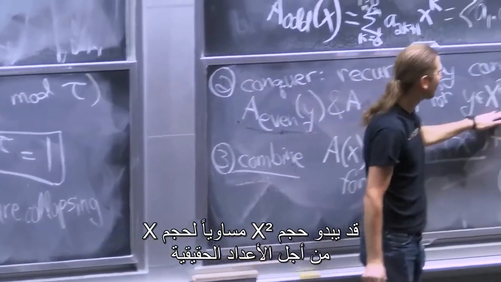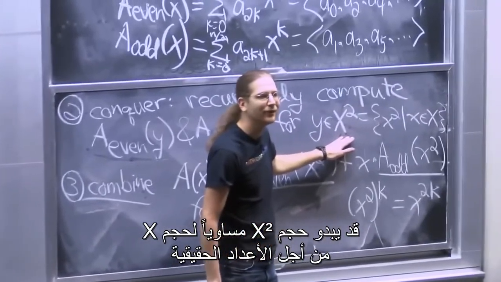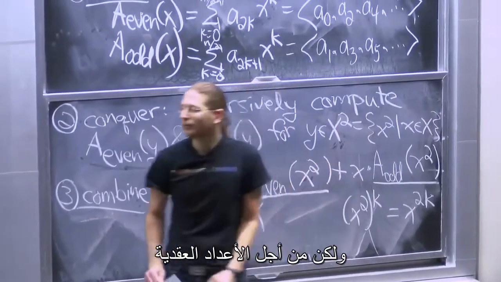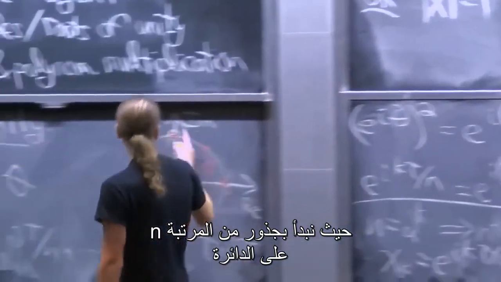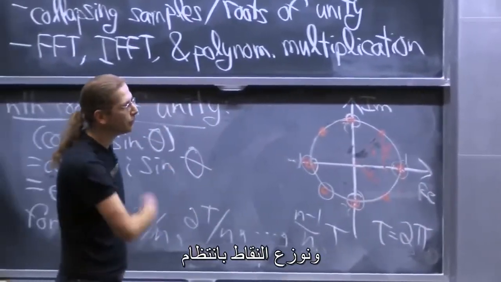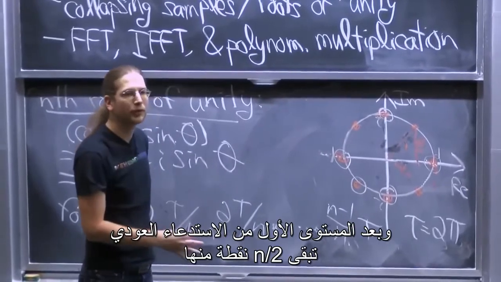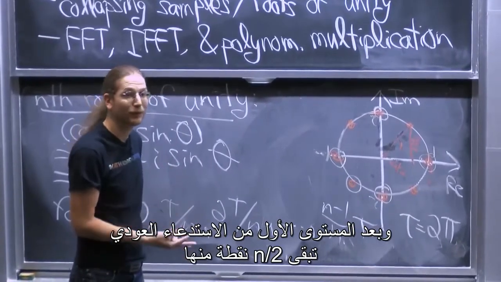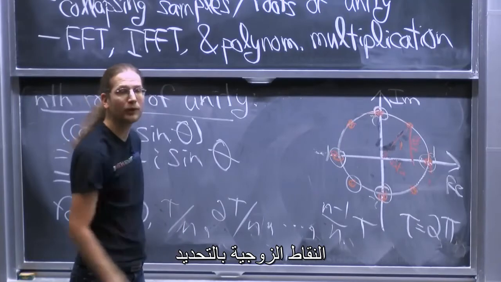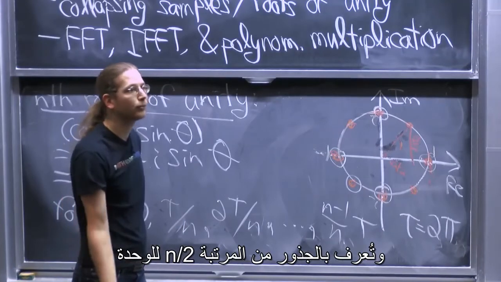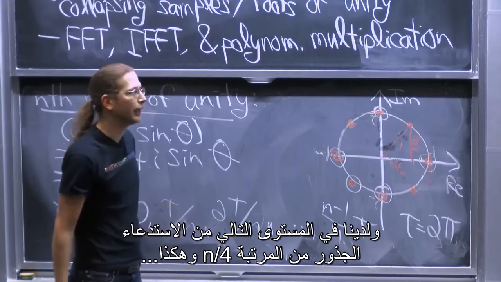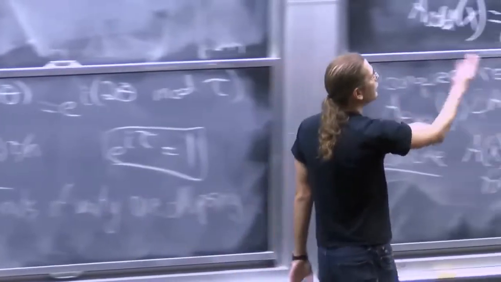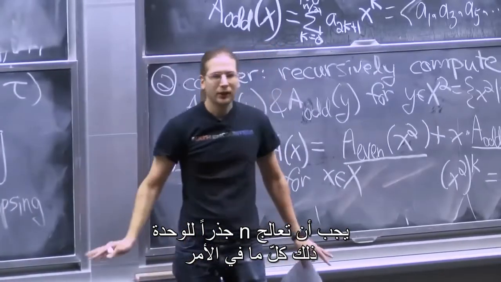Intuitively, you think of real numbers, x squared, of course it has the same size as x. But once you go to complex numbers, there's this nifty trick where you start with n uniformly spaced points around the circle. After the first level of recursion, you only have to be dealing with n over 2 of those points, namely the even ones, also known as the n over 2th roots of unity. And after the next level of recursion, it's the n over 4th roots of unity, and so on. So this recursion is well defined. When you have a vector of size n, you just have to deal with the nth roots of unity, and you're happy.